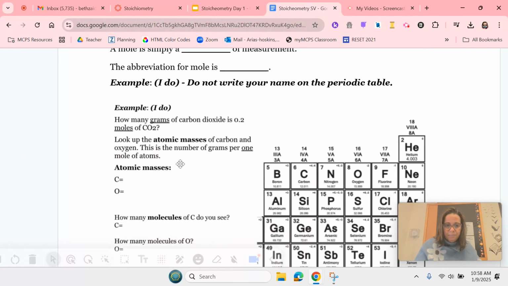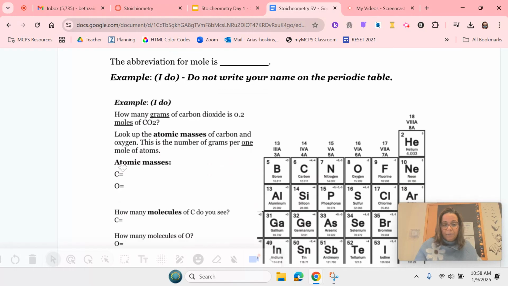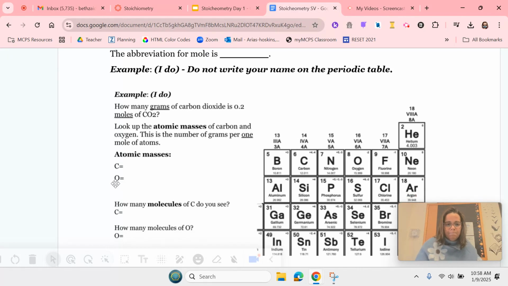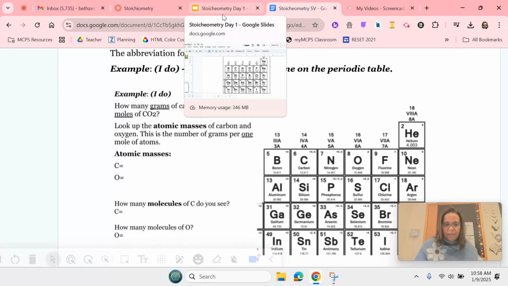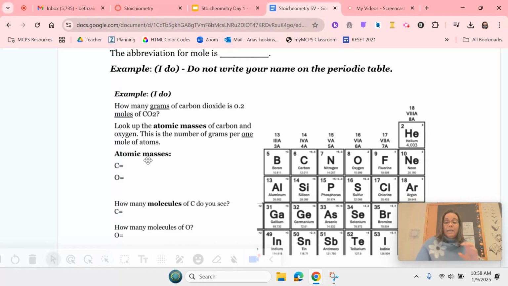So when you go in here, for the atomic masses, you're going to write it down: 12.011 for carbon, and for oxygen it is 15.99, or you can put just 16, okay? Just make sure to leave it like that. Those are actually the masses. The units for masses, guys, after the numbers, just make sure to write grams, okay?